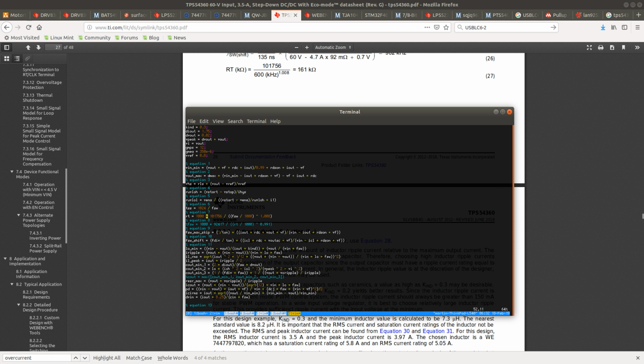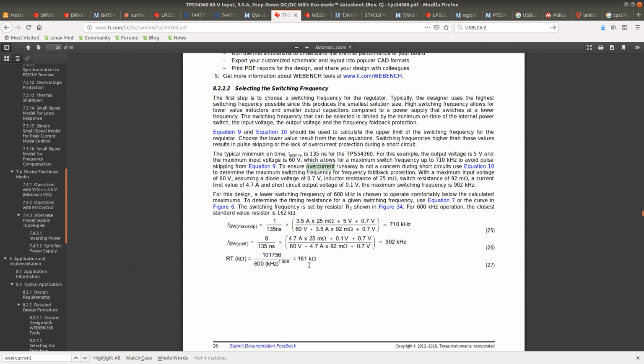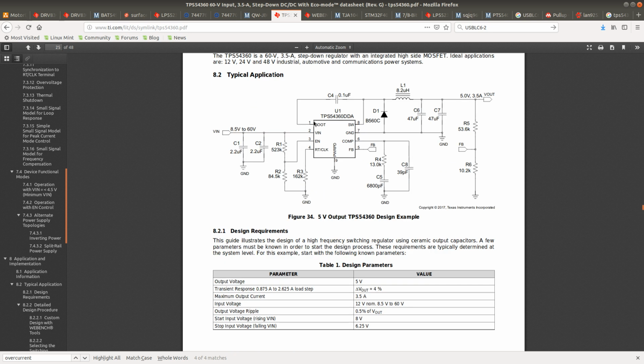For example, I had to add 1,000 times. Of course, I could simplify this equation, but I want to keep things as close as possible to the data sheet, while at the same time ensuring that I have the correct scale on each variable. So I tested this with the 5 volts specification, which is defined in the data sheet here, and I got the values that they got in their calculations here. So then I updated the equations to better reflect my own parameters.